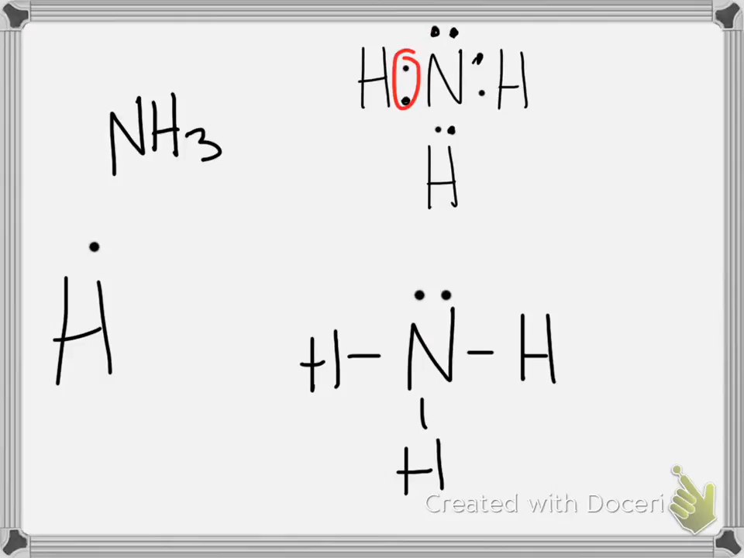Hydrogen. How many electrons does hydrogen need to feel satisfied? 2. So this hydrogen has 2, this hydrogen has 2, this hydrogen has 2. Satisfied. And yes, we are double counting those lines. Those lines count as 2 for each hydrogen. They also count as 2 for nitrogen. That's the nature of sharing. In reality, nitrogen owns one of the electrons, hydrogen owns one of the electrons, but they feel like they've got access to 2. And that's the nature of chemical bonding.